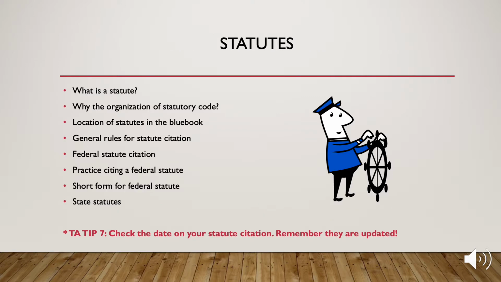We then learned about statutes. What is a statute? Why the organization of a statutory code? Location of statutes in the Blue Book. General rules for statute citation. Federal statute citation. We practiced citing a federal statute, short form for a federal statute, and state statutes. TA tip number 7. Check the date on your statute citation. Remember, they are updated.